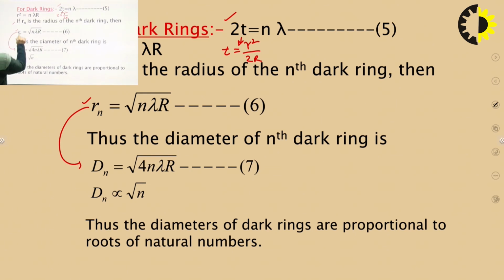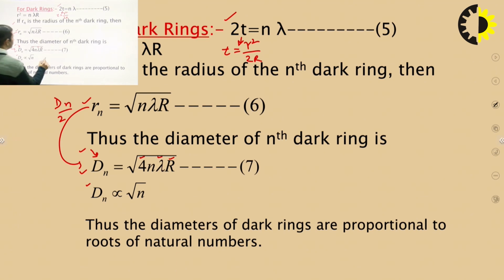If we consider that capital Dn represents the diameter of the nth dark ring, that means here we will put Rn with Dn by 2. Then we will have this relation here, Dn equal to root 4n lambda R. This lambda and R are constants. 4 is also a constant. So Dn, that means the diameter of the nth dark ring, will be proportional to root n.